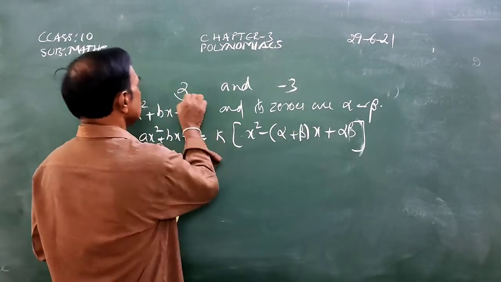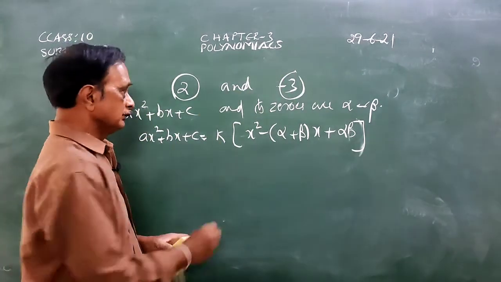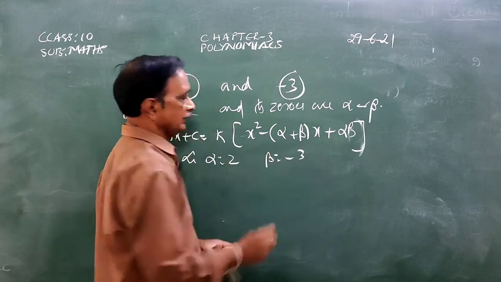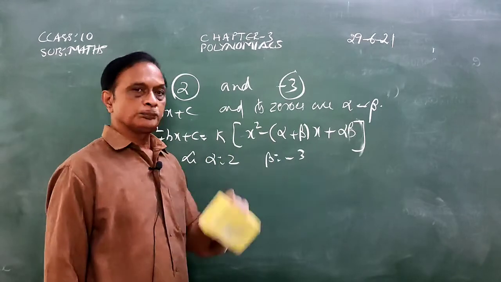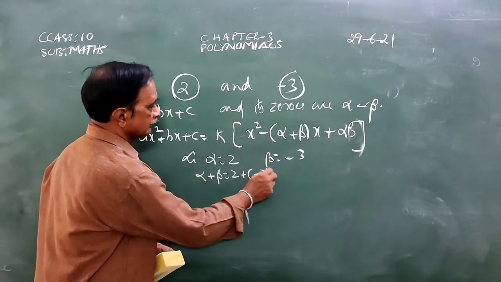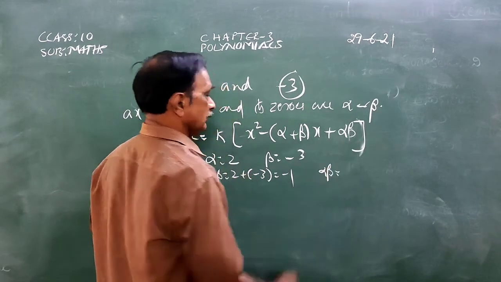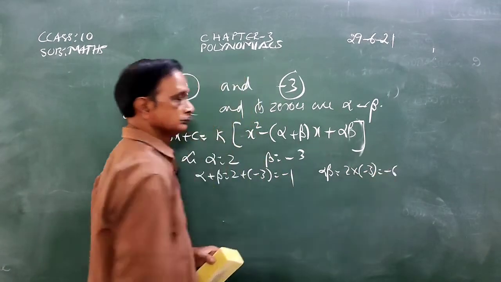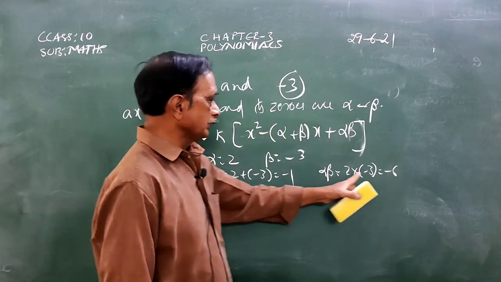Here, two zeros of the quadratic polynomial are given. What are the two zeros here? 2 and −3. Let alpha equal 2 and beta equal −3. Find alpha plus beta: 2 plus (−3) is −1. Find alpha times beta: 2 times −3 is −6. Now alpha plus beta equals −1, alpha beta equals −6.